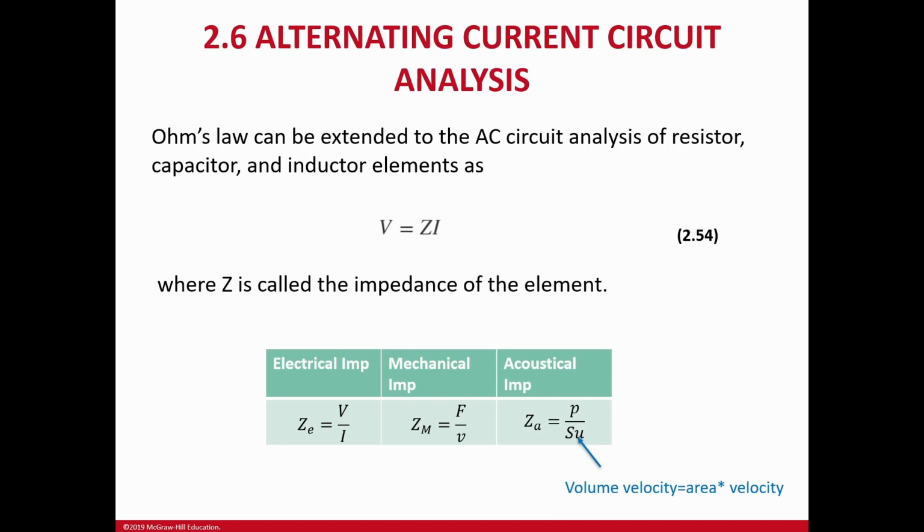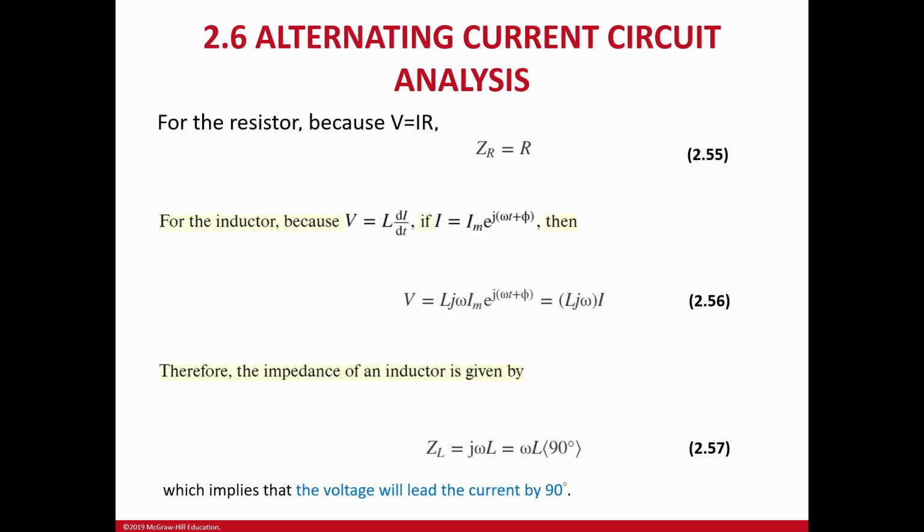So we need to talk about the concept of the impedance Z coming from the capacitor and the inductor. For example, you have an inductor, and you have the current I here in the AC form. So it's Im e to the j omega t plus phi.